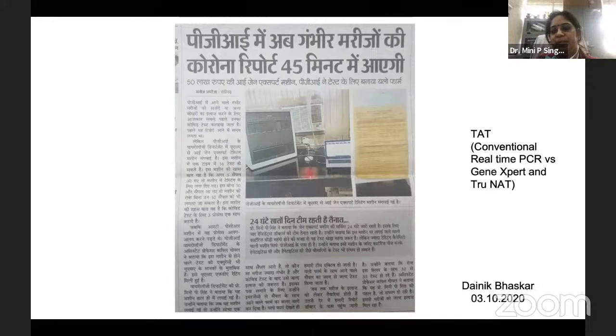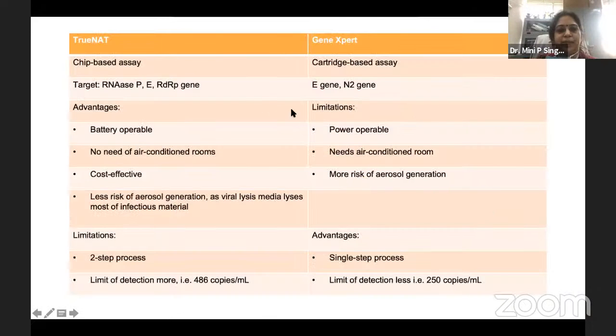So conventional PCR takes around 6 to 8 hours, while with this machine, results can be given within 1 hour. So these are the GeneXpert and TrueNat machines which are doing this task. These are basically used in cases where you have to give a very rapid diagnosis.